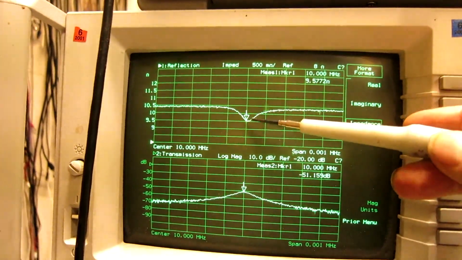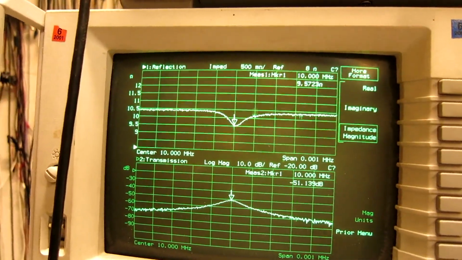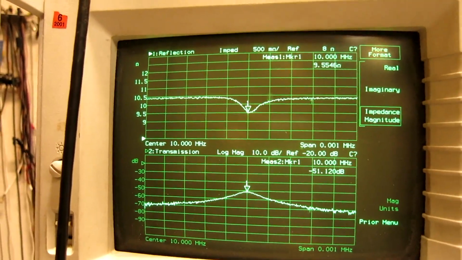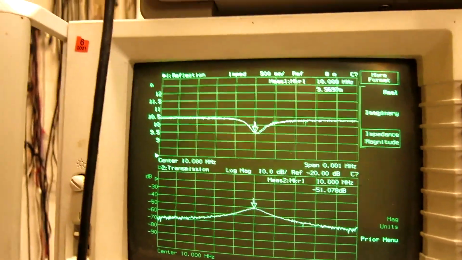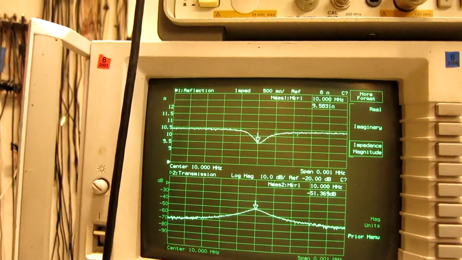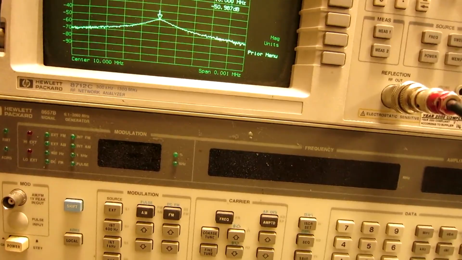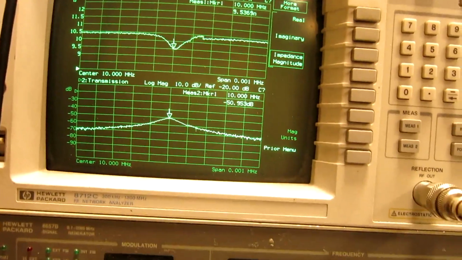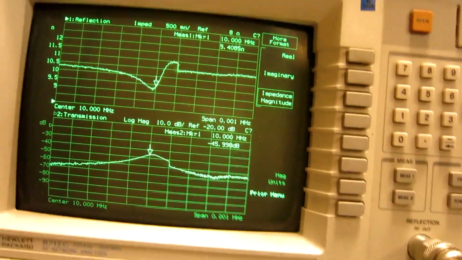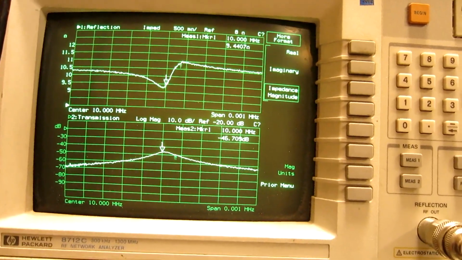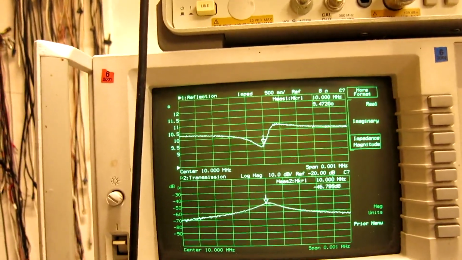So here is the impedance magnitude, 9 ohms, on the output of the amplifier and here what comes out from the BNC connector. I will now turn the tuning capacitors a little. So I turn this one back.